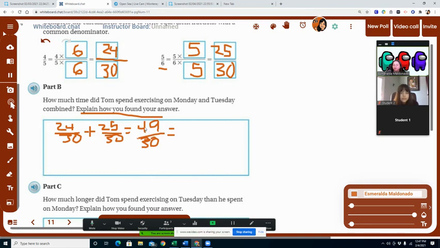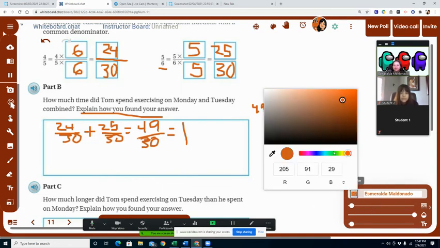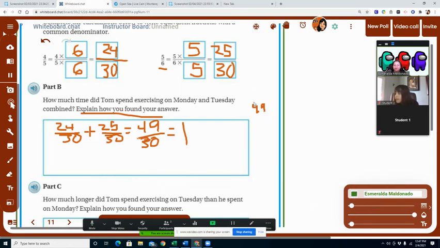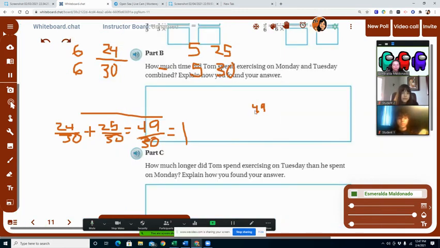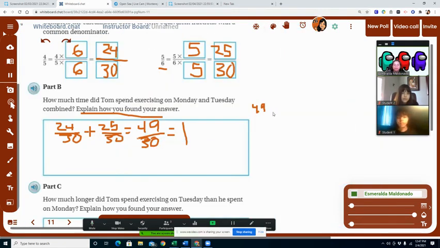If I take away 30 from 49, I know that that will create a whole, right? So what is 49 minus 30? It is equal to 19. So that means that my fraction will be 1 and 19 over 30. And that is the simplest form already.